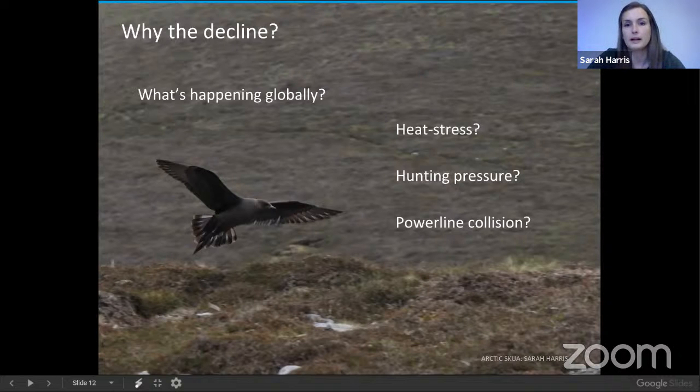Elsewhere, so I'm thinking kind of Canada, Alaska, the Faroe Islands, we're seeing birds are occasionally shot as well. We don't know really if that's having an impact on the population. And again, in Norway, there's been reports of power lines causing issues to some colonies as the birds are flying into the power lines. So these are all things that could be playing a part as well, but kind of at a global scale rather than here in the UK.